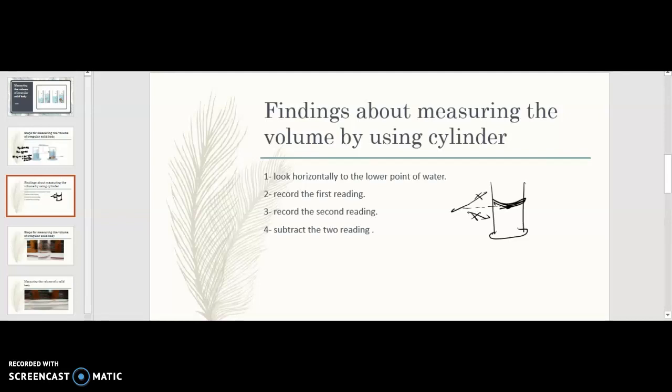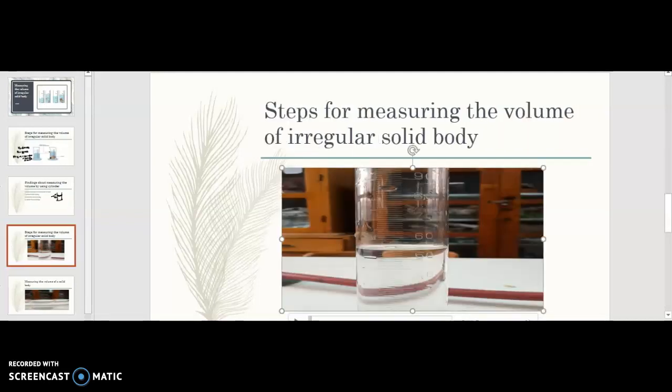Then record the second reading, which is the total volume. Then we subtract the two readings, as I said, V2 minus V1. Let's see an experiment for this one. When we look to this experiment, we'll see the cylinder is filled with an amount of water. The volume of water here is about roughly 55 cubic centimeter.